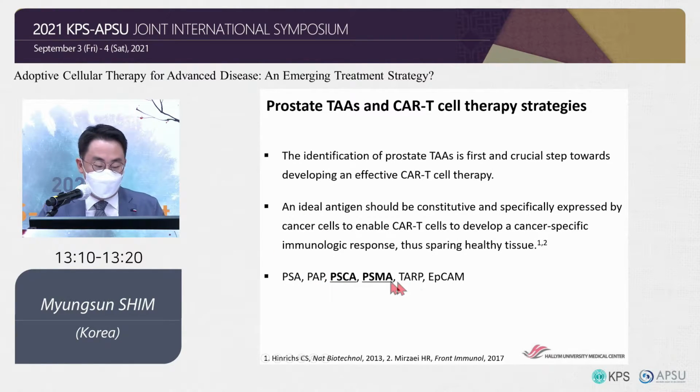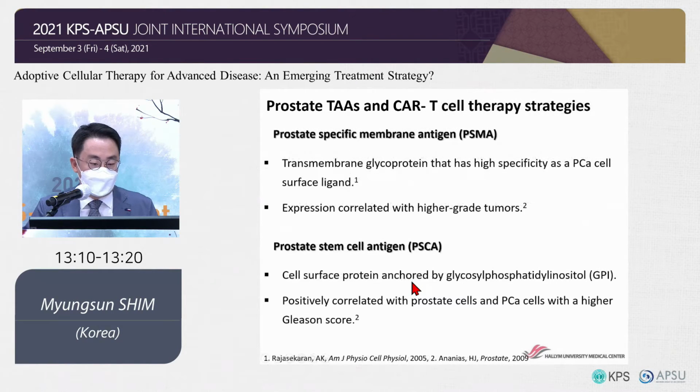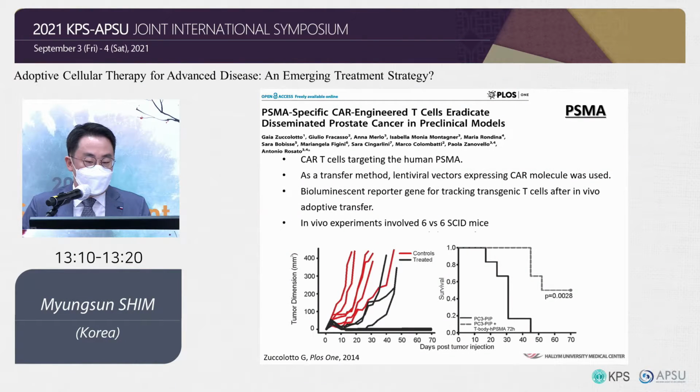There are well-known tumor-associated antigens associated with prostate, and the representative antigens are prostate-specific membrane antigen, or PSMA, and prostate stem cell antigen, or PSCA. I'm pretty sure all of you know these antigens pretty well, so I will not make any further comments on this.